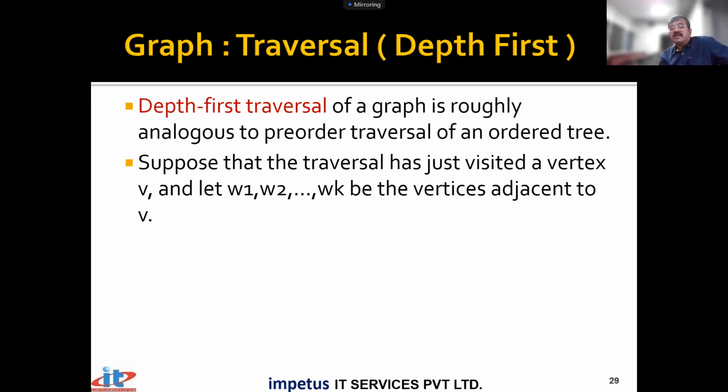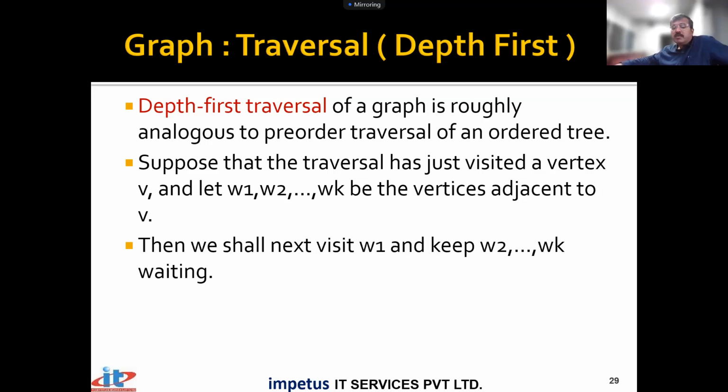It says, suppose that the traversal has just visited vertex V, any particular vertex, and let W1, W2, Wk be the vertices adjacent to V. I'll show with the help of an example that will help you understand this concept better. But first the formal definition. It says, suppose you have just visited vertex V. Suppose there are V1, V2, V3 as vertices. So suppose we visited V1. And suppose W1, W2, Wk are the vertices adjacent to V. So suppose there are 2 or 3 adjacent vertices to V.